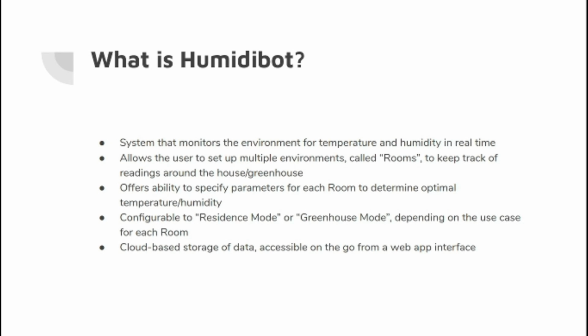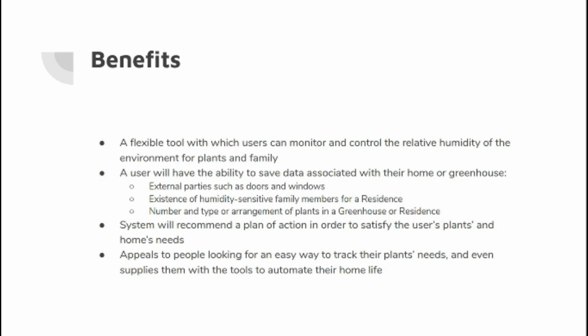Our model is cloud-based, so all the data will be stored and you'll be able to access it on the go from a web application. With Humidibot, we're aiming to be a flexible tool that users can use to monitor and control the relative humidity of the environment for plants and family. Each user will be able to save data associated with their home or greenhouse, the number of doors and windows in the room. Perhaps there is a family member with a condition that makes them humidity sensitive. You'll be able to account for that in the app.